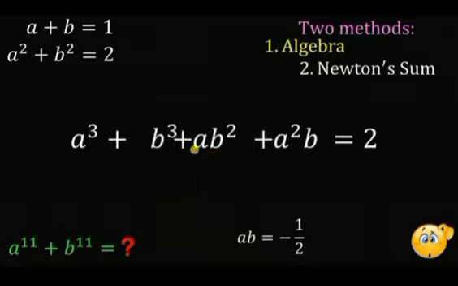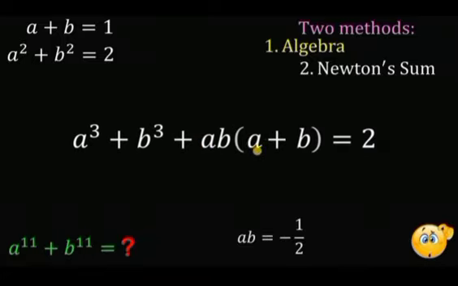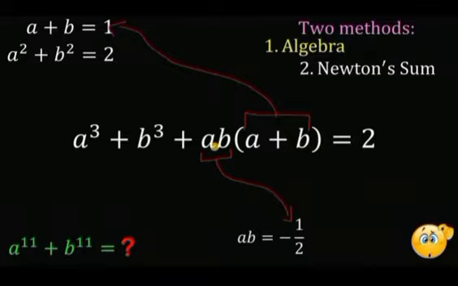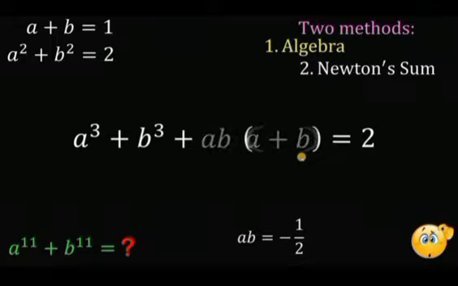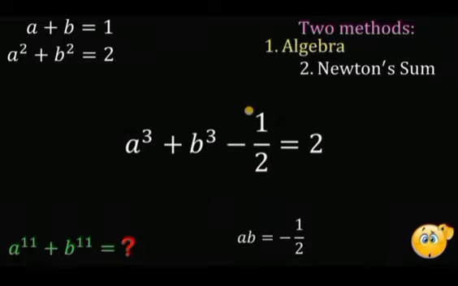So, let's rearrange some terms a little bit. Now, in these two terms, let's factor out a times b. If we do that, we get ab multiplied by a plus b. Now, we have a value for a times b. This is negative 1/2. And we have also a numerical value for a plus b, which is given, and it is 1. So we can replace ab with negative 1/2, and this a plus b with 1. Now, let's simplify. Negative 1/2 times 1, this is just negative 1/2, of course.